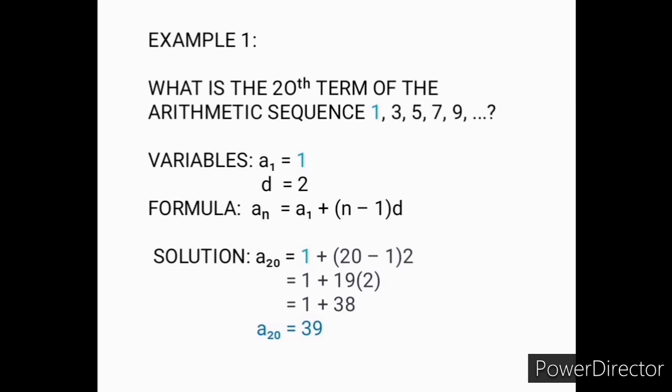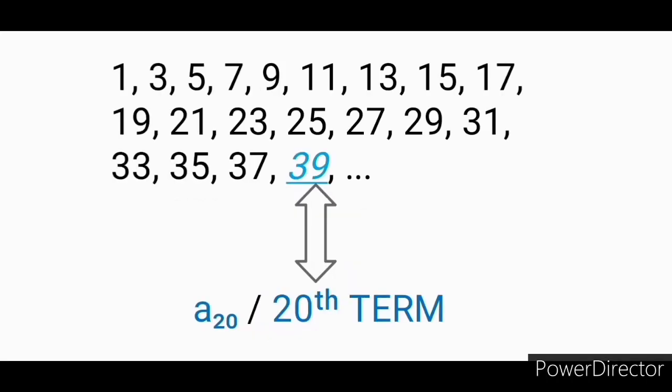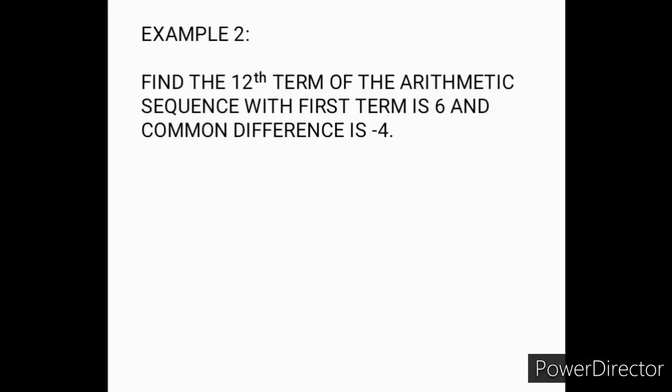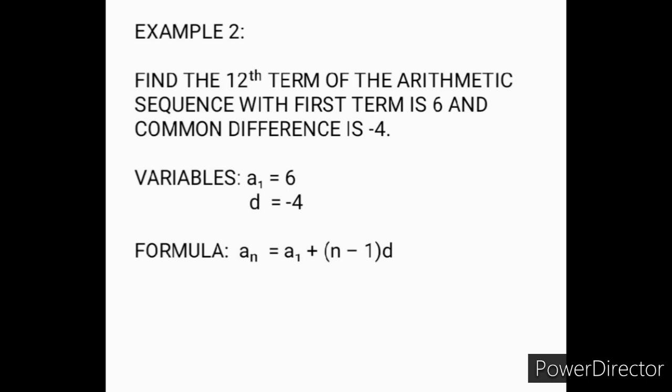Let's check if the answer is correct. If the sequence is to be continued, we would obtain 39 as the 20th term of the sequence, so the answer is correct. Another example, find the 12th term of the arithmetic sequence with first term is 6 and common difference is negative 4. Again, the first thing we need to do is to identify the variables.